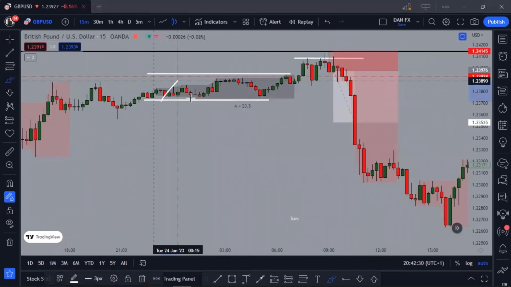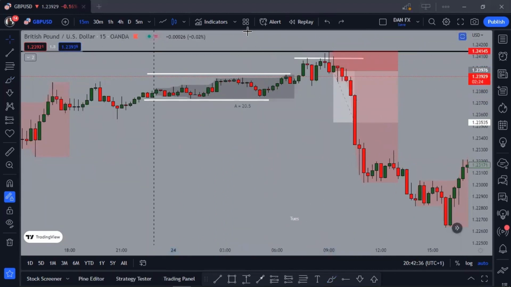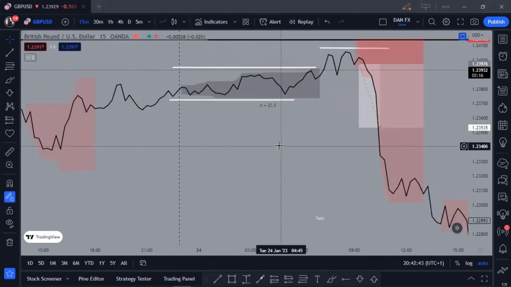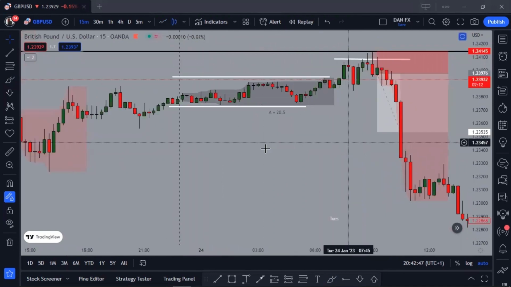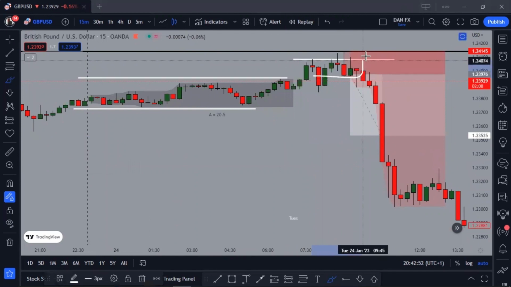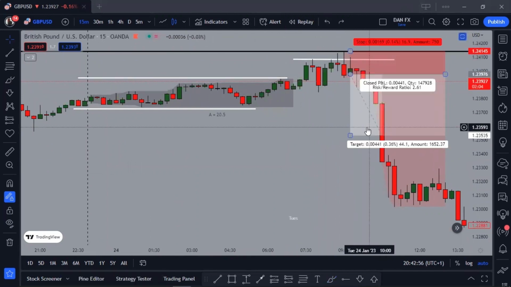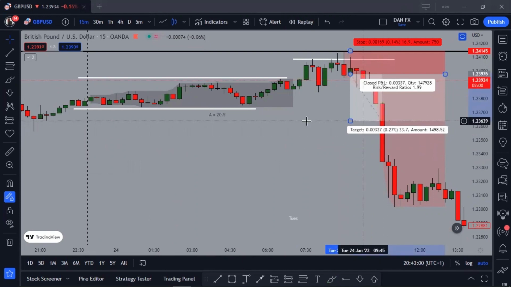So we had this consolidation coming into London session. We have the breakout. They gave us a beautiful M formation like this. And if you change this to a line chart, you can see how beautiful this looks. So they gave us the M formation, and I entered on the second leg of the M formation right here, like this. And I basically took this down for the 1 to 2 risk to reward. 1 to 2 over here, like this.